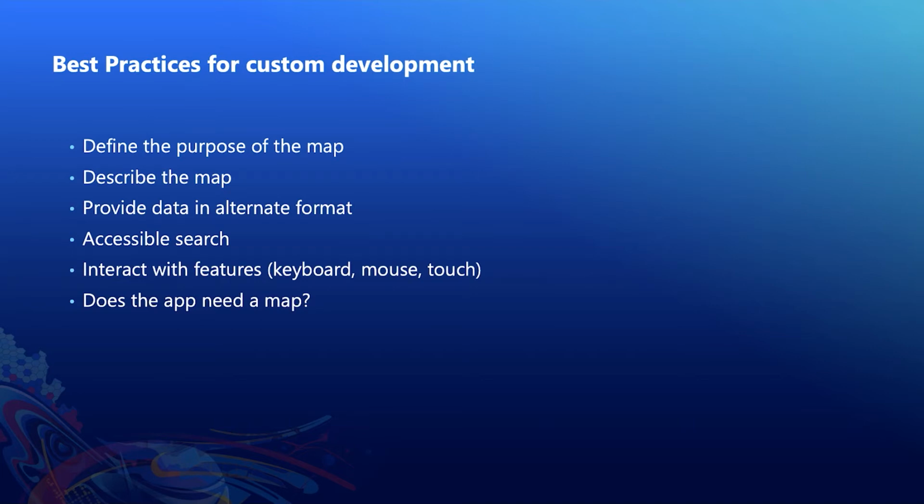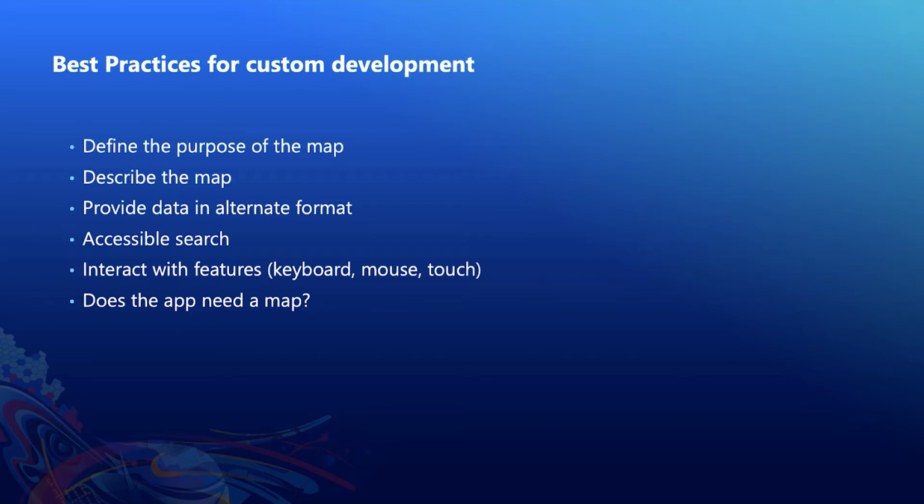It might even be worth writing it down. What is this map trying to do? What's the purpose of the map? What are you trying to say with the map? And then you want to start thinking about, are there ways that you can provide that data in alternate format? What makes sense for this particular map?